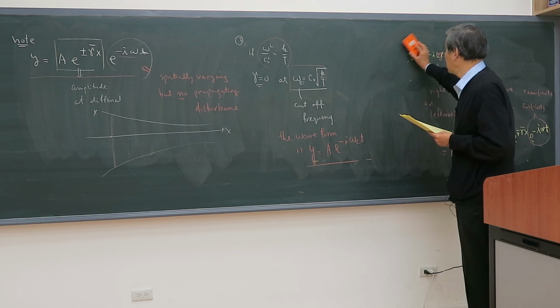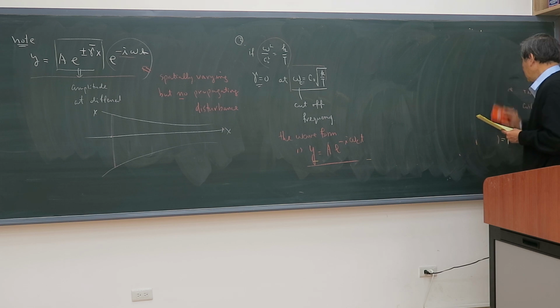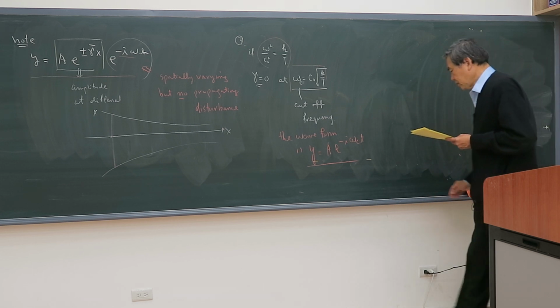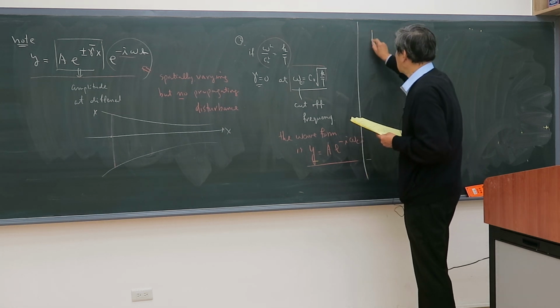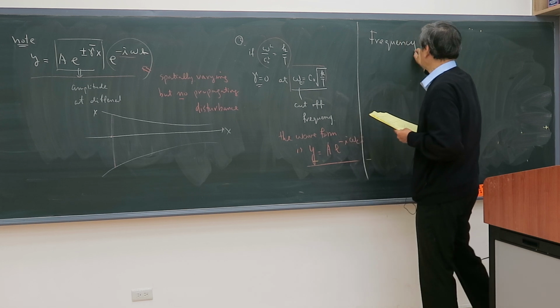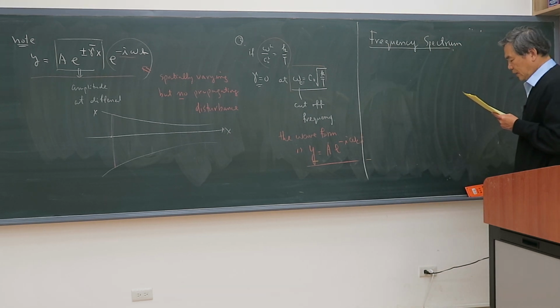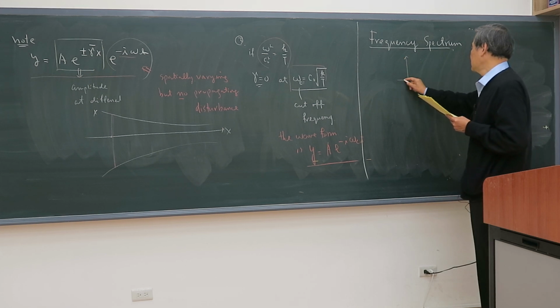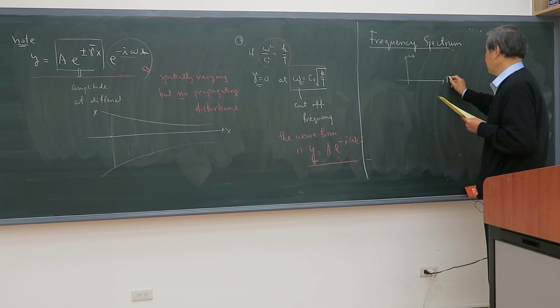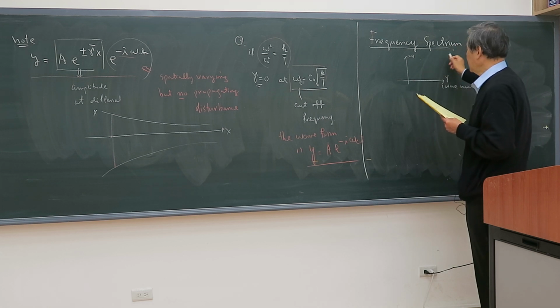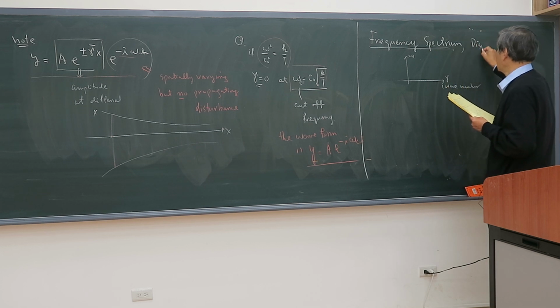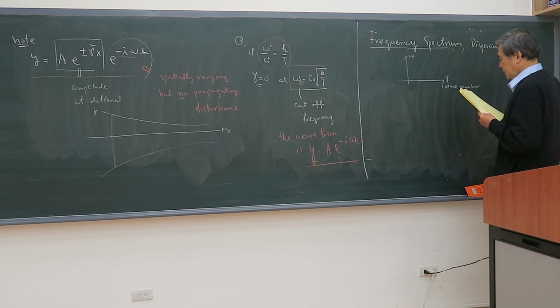So let's see the frequency spectrum. The frequency spectrum is frequency versus wave number, and the curve is what we call the dispersion curve.